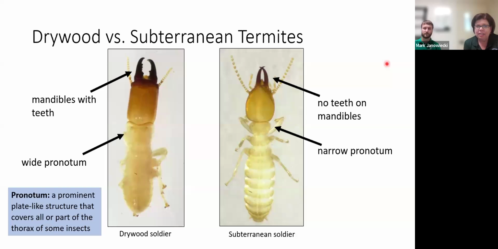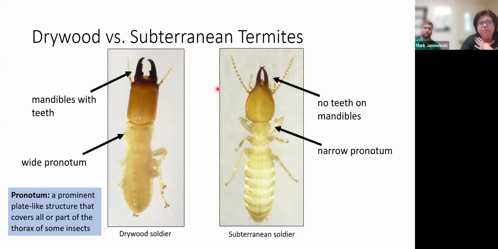Okay, so morphologically, we can see some very vast differences here within the soldier caste. So we have the drywood soldier on the left and the subterranean soldier on the right. And as you can see here, the mandibles on the drywood soldier look very, very robust, very thick. And they have these teeth on the insides of their mandibles as well. We're not going to see that with the subterranean soldiers. They're going to have very smooth, very slender mandibles.